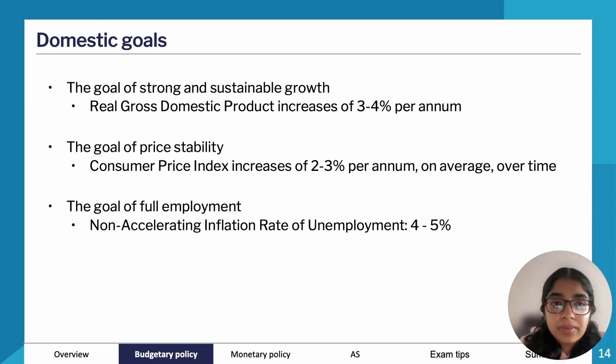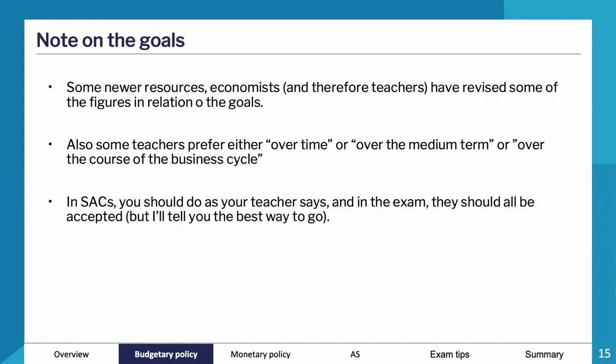Lastly, full employment. That's when we want the non-accelerating inflation rate of unemployment. So basically, we want a rate of unemployment that doesn't cause excessive inflation. So that's at 4 to 5%.